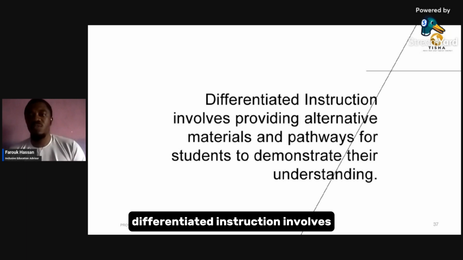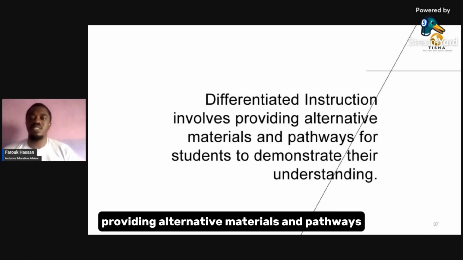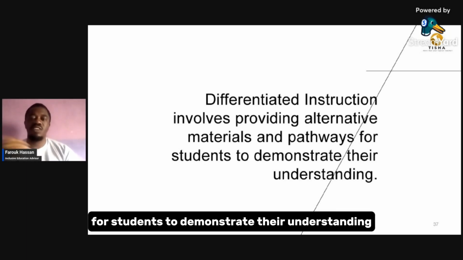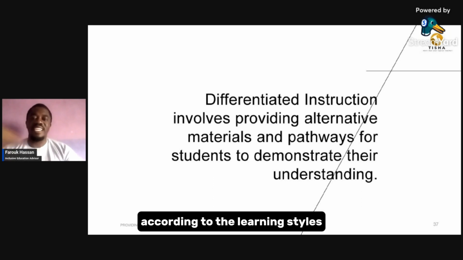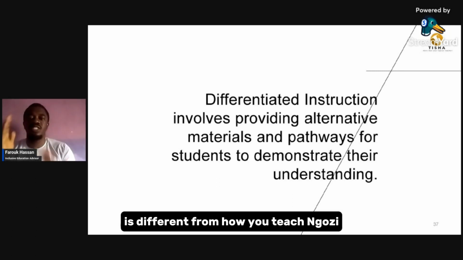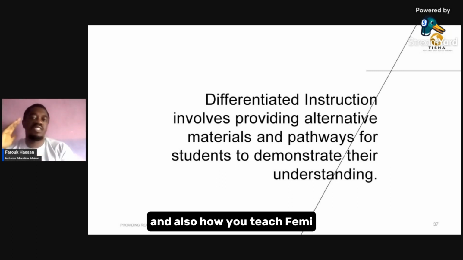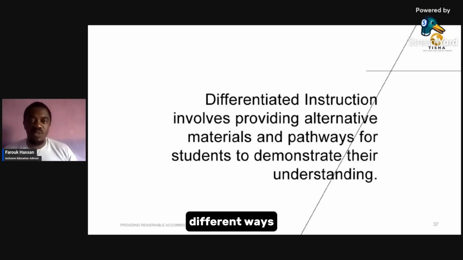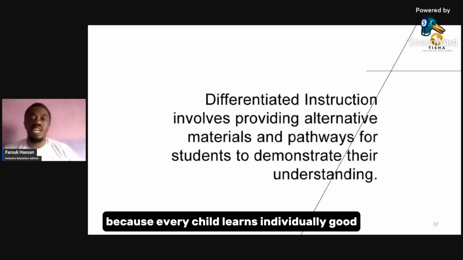Differentiated instruction involves providing alternative materials and pathways for students to demonstrate their understanding according to their learning styles, according to their learning patterns. Whatever you teach Ahmed is different from how you teach Ngozi and also how you teach Femi. Different ways, okay? Because every child learns individually. Good.